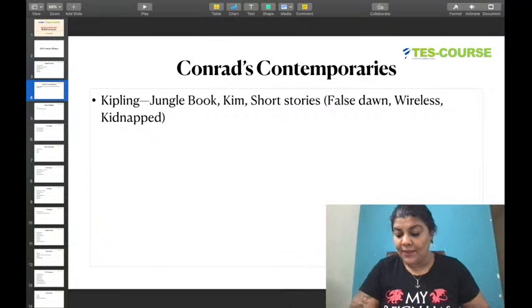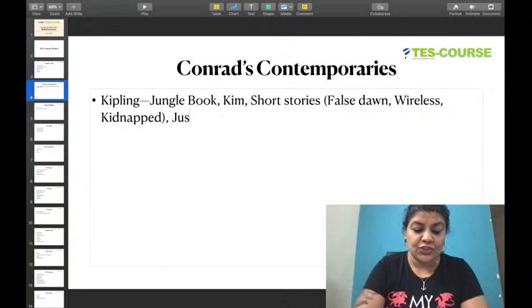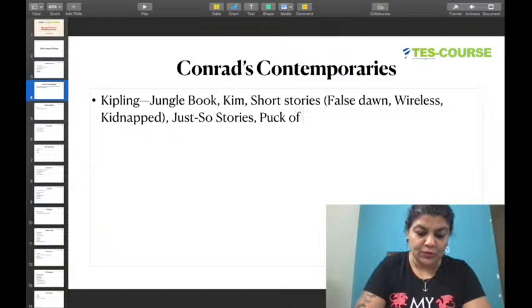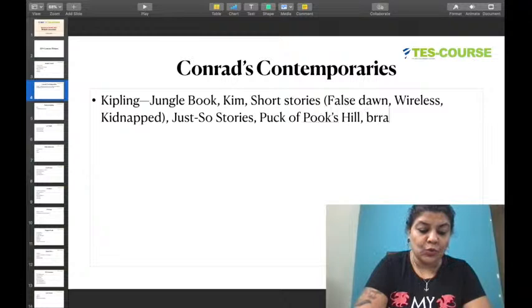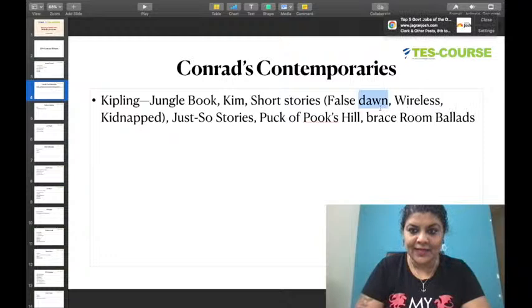Okay, and then he wrote Just So Stories. Just So Stories is short stories. Puck of Pook's Hill. Then, Barrack Room Ballads. Barrack Room Ballads, you know, right? Barrack Room Ballads, that is important.